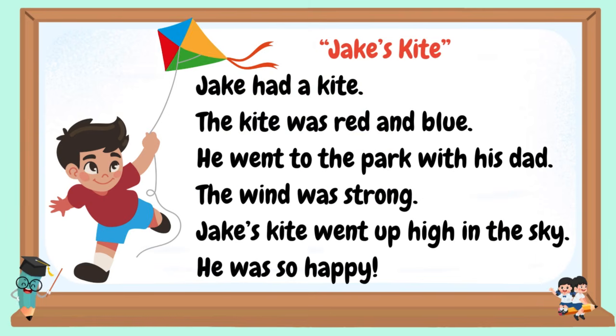Jake's kite. Jake had a kite. The kite was red and blue. He went to the park with his dad. The wind was strong. Jake's kite went up high in the sky. He was so happy.